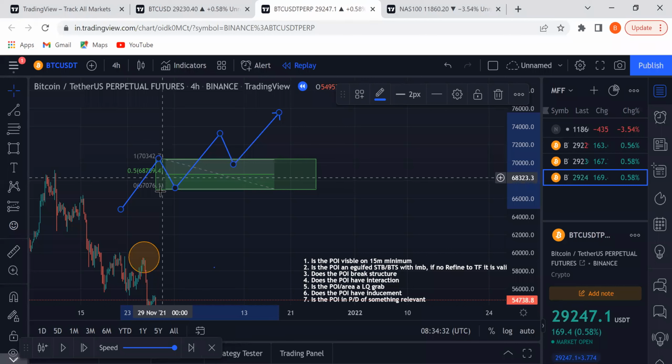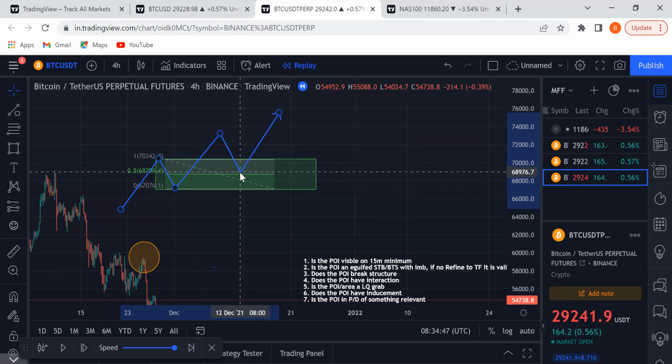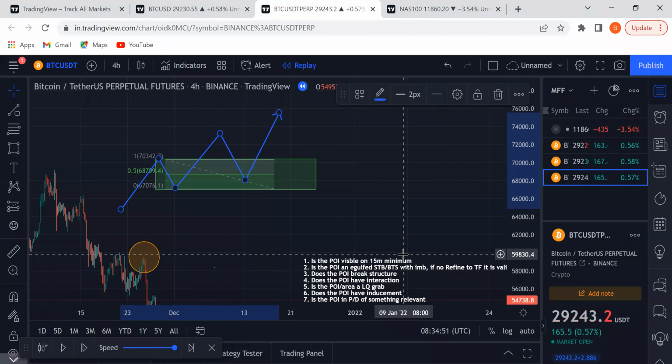Sorry, from 0 to 0.5 is discount. From 0.5 to 1 is the premium. So you want to see the POI form in premium or discount, depending on the direction. That's what they're trying to explain.